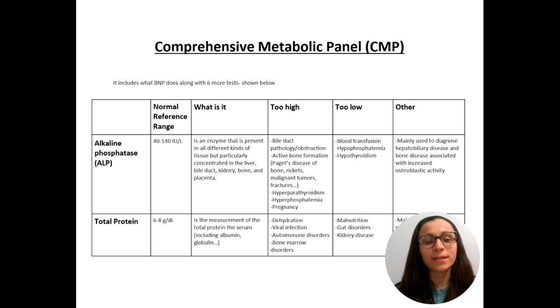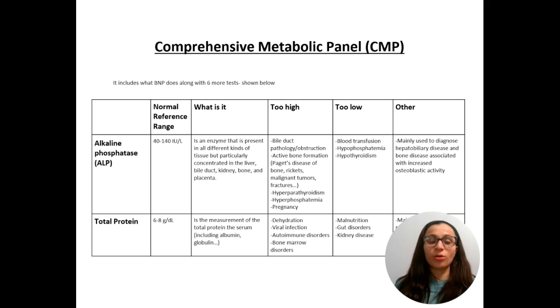ALP. ALP stands for alkaline phosphatase. A normal one is 40 to 140. It's an enzyme that's present in all different types of tissue, but particularly concentrated in the liver, bile duct, kidney, bones, and placenta. It's mainly used to diagnose hepatobiliary diseases and bone diseases associated with increased osteoblastic activity. So, for example, if it's elevated, bone diseases could be Paget's disease, rickets, etc.